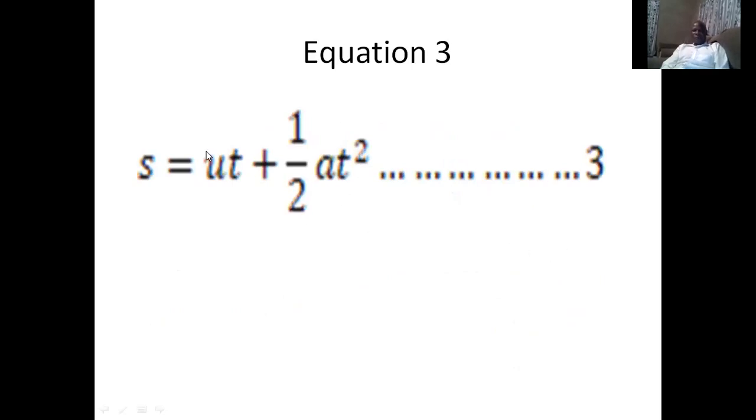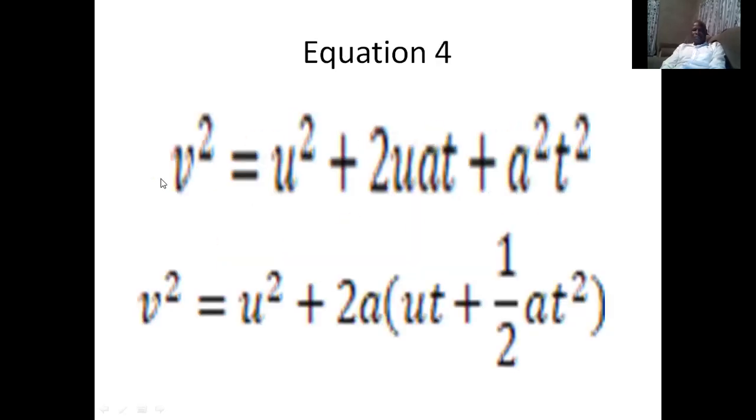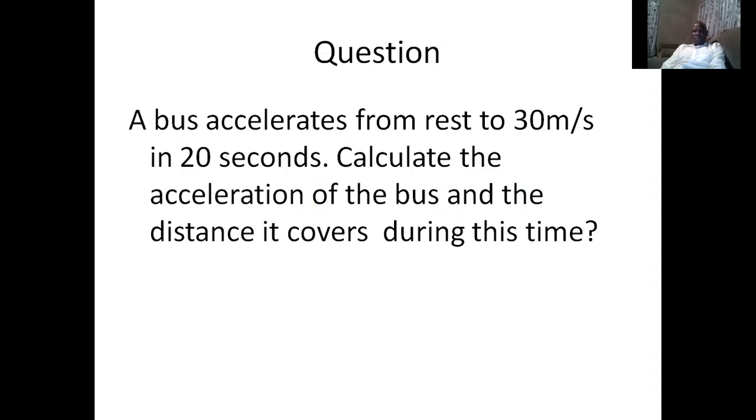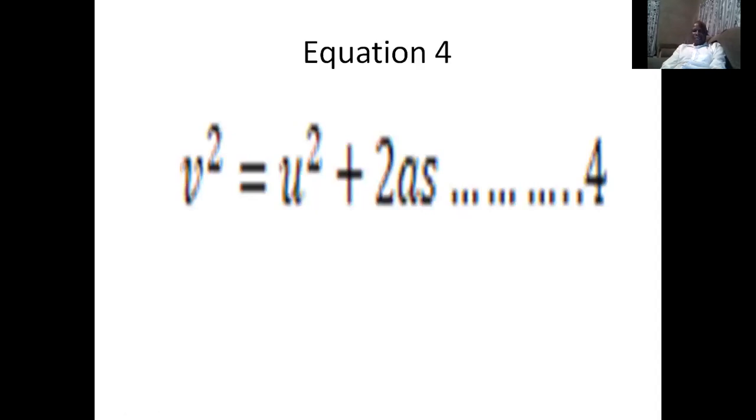Therefore, this quantity here we can substitute with the displacement. It is similar to equation number 3, so I can substitute it with s. Our final equation will be final velocity squared is equal to initial velocity squared plus 2 times acceleration times the displacement. This is equation 4. This is very important because if we know how to derive these equations, it helps us easily understand even the application.